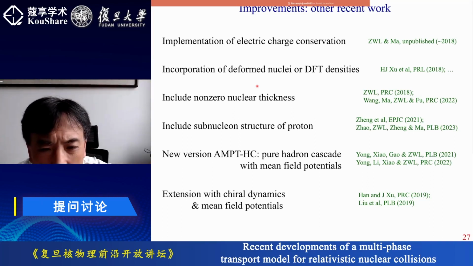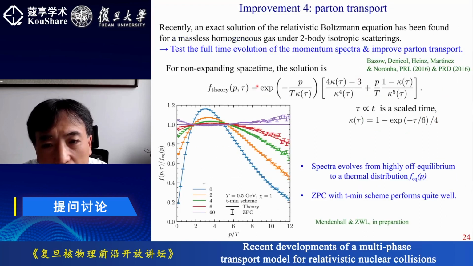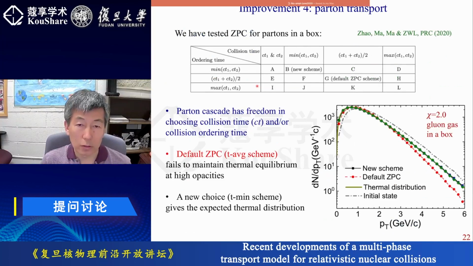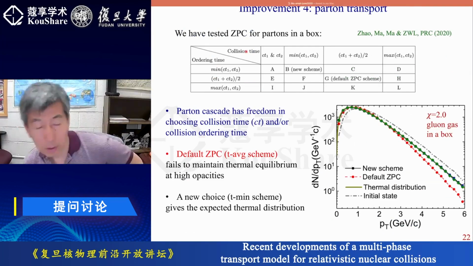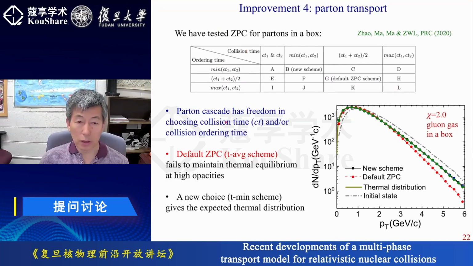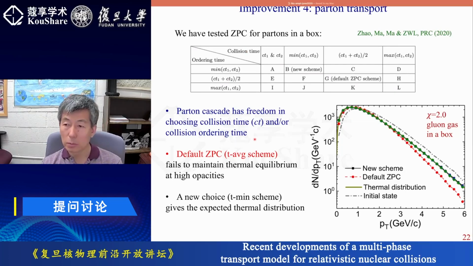How do we understand that the choice of a different scheme for the collision time can affect thermalization, in a physical picture? Not only the collision time, but also the collision ordering time. Anyway, collision time specifies how the parton cascade performs each collision.